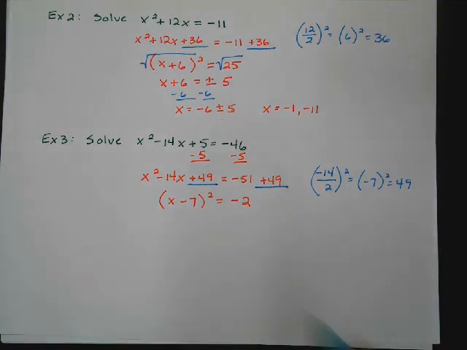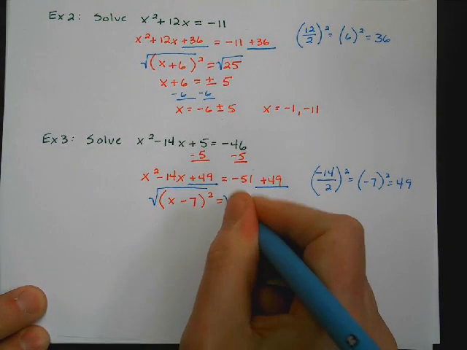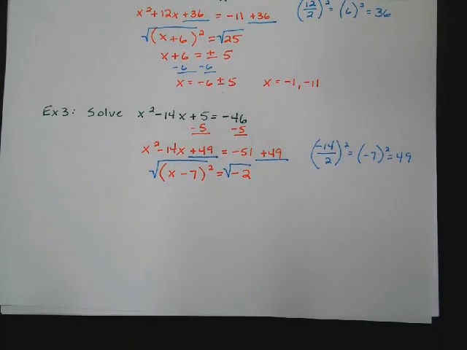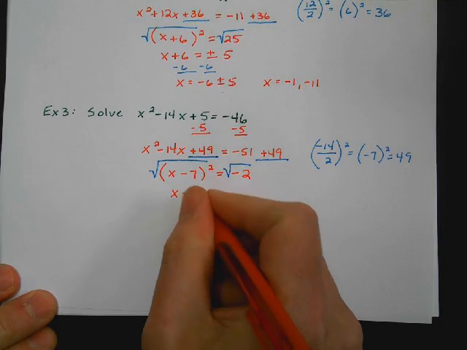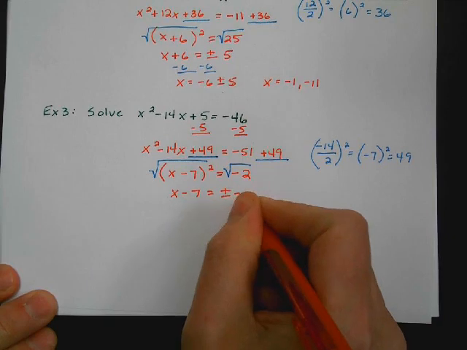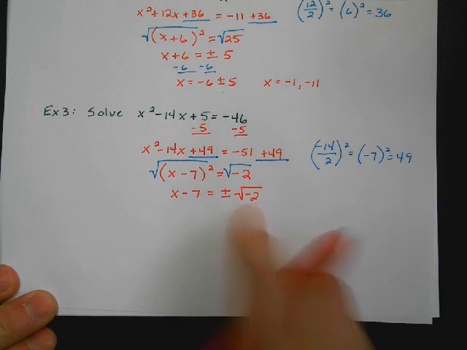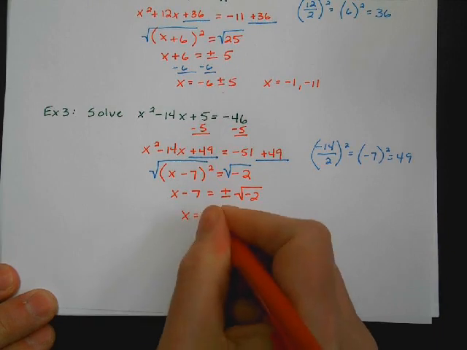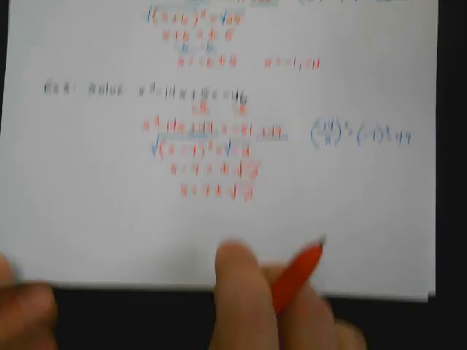All right, our next step is to take the square root of both sides. Some of you might see the problem that we're going to run into in a second. Wait for it. All right, so here we're going to square root x minus 7 squared, which is x minus 7. On the other side, plus or minus square root of negative 2. Square root of negative 2. Ooh, that's a problem. Add 7 to both sides, and I get x equals 7 plus or minus the square root of negative 2. But there's a problem with that.